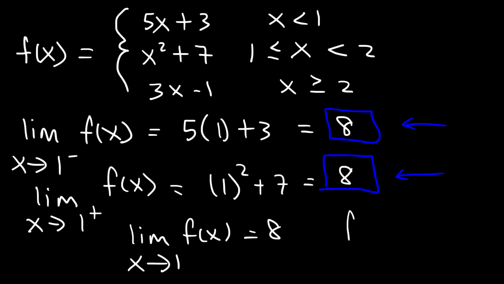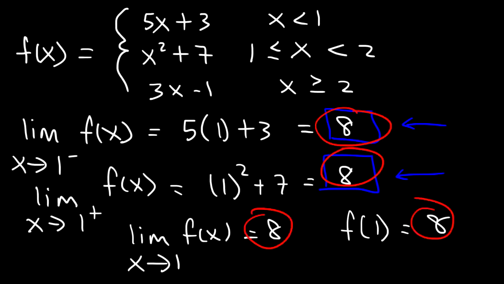Now you also want to find the value of f of 1. When x is exactly 1, what is the function value? Should we use 5x plus 3 or x squared plus 7? Now we need to use x squared plus 7 because that's when x is equal to 1. But it's going to give us the same value. It's going to be 1 squared plus 7, which is 8. So whenever these four values match, the function is continuous at x equals 1.